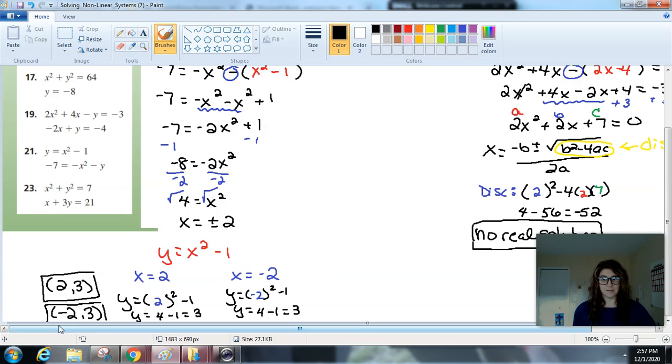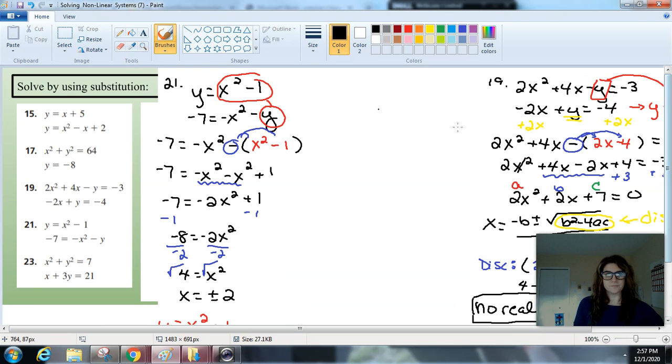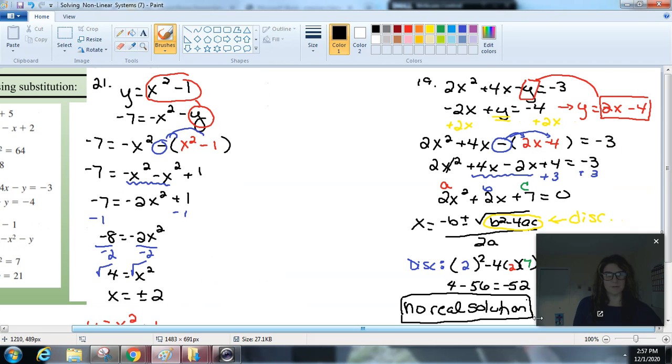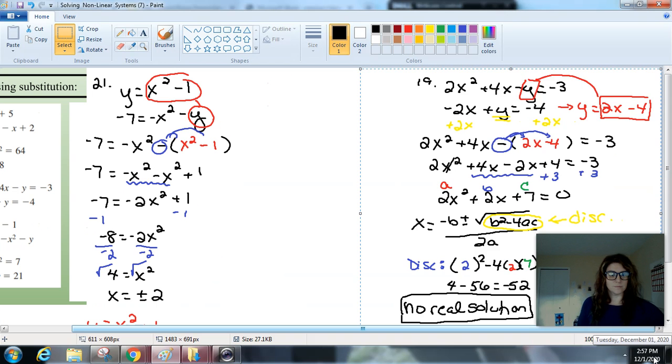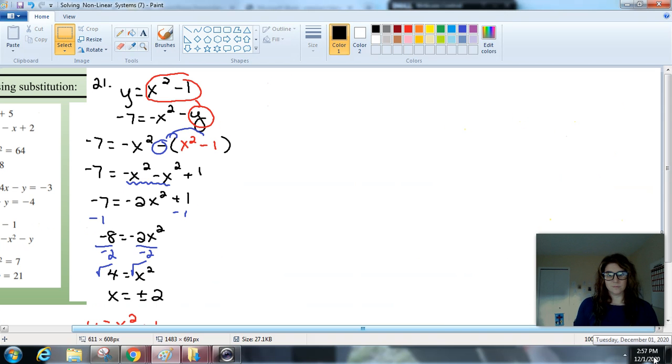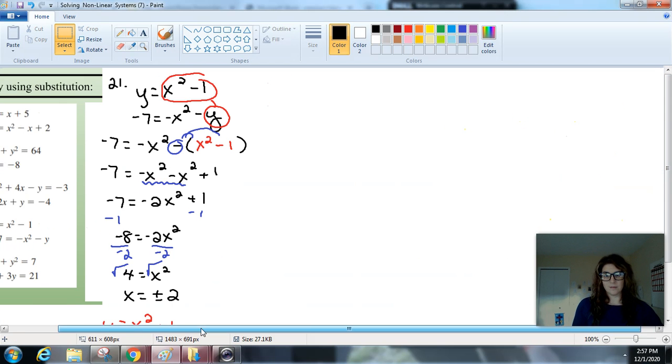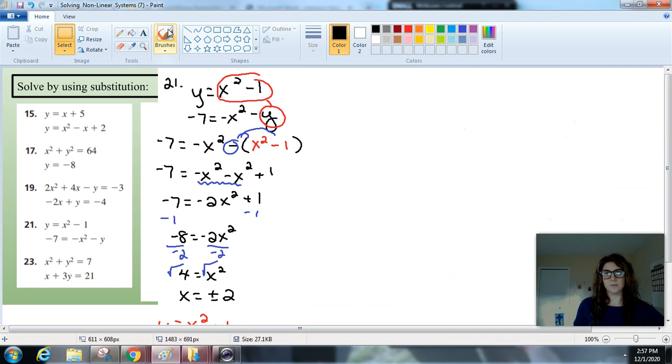So again, they're not the same. They're not identical. One's positive, one's negative of the 2's, but they ended up getting me the same y value, which is fine. I still have to write the same 2 ordered pairs. All right, and the last question, number 23. I'm going to clear out number 19 over here before we start. Okay, 23.